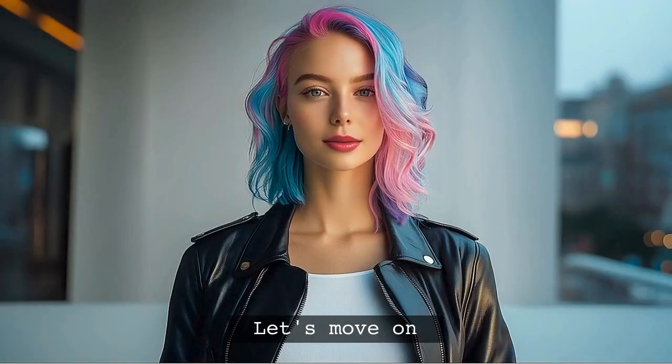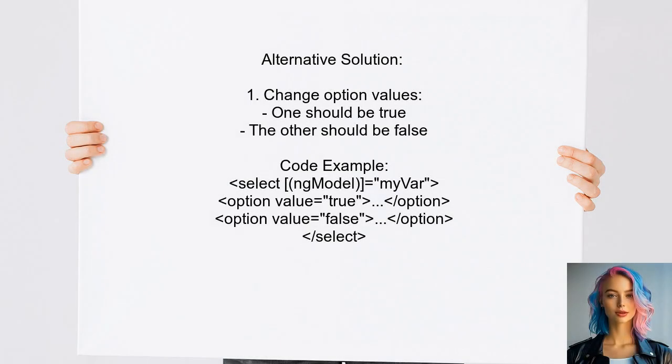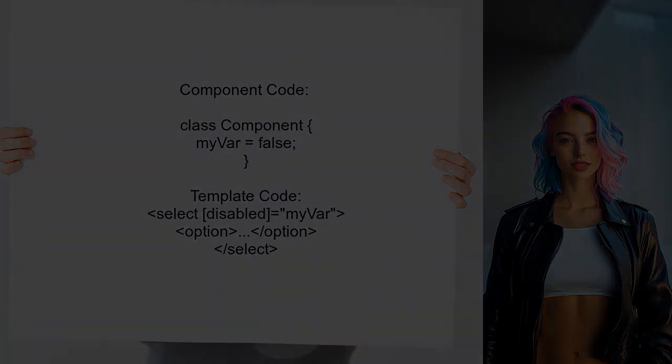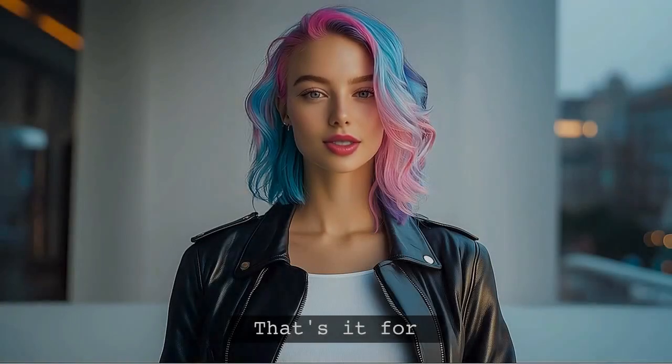Let's move on to another one. An alternative approach suggests that the issue arises because both option values are set to 0. To fix this, ensure one option is true and the other is false. In the component, define a variable called myVar and set it to false. Then use this variable to control the disabled property of the second select element. That's it for that response.